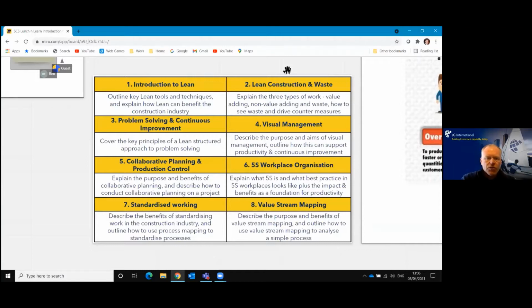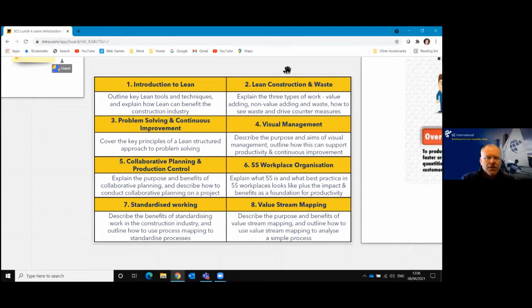The other lean modules that we have, which are problem solving and continuous improvement, visual management, collaborative planning and production control, 5S workplace organisation, and finally standardised working. These are what we call enablers, and these are enablers for change. So once we understand our current situation and the frustrations that we're facing, those enablers give us the techniques that we can use to enact an improvement.